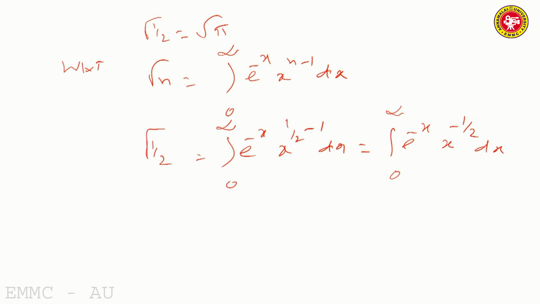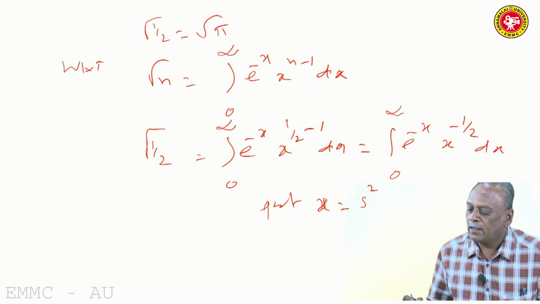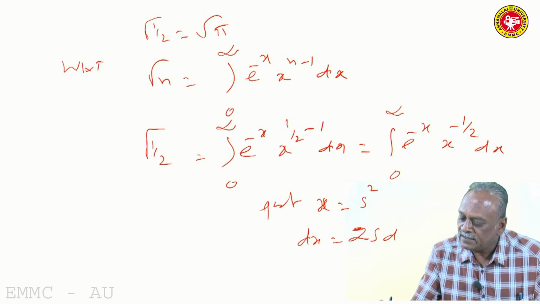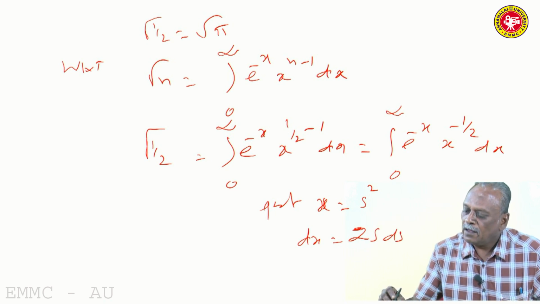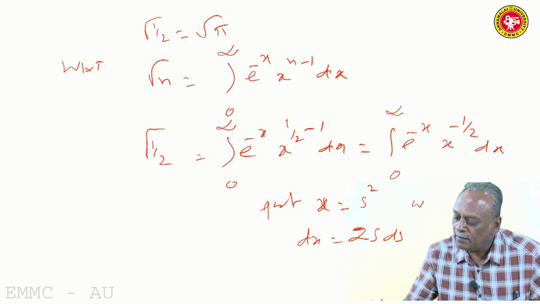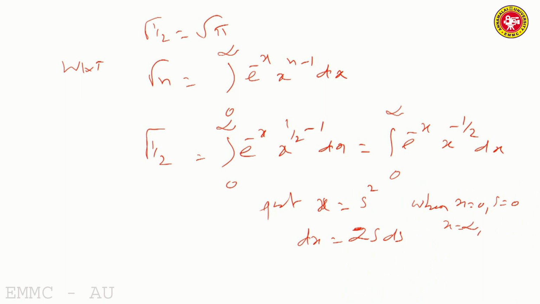Now put x equal to s square. I am going to put x equal to s square, so dx becomes 2s ds. Here the limits are 0 to infinity. I am putting x equal to s square: when x equals 0, s is also 0, and when x equals infinity, s is also infinity.